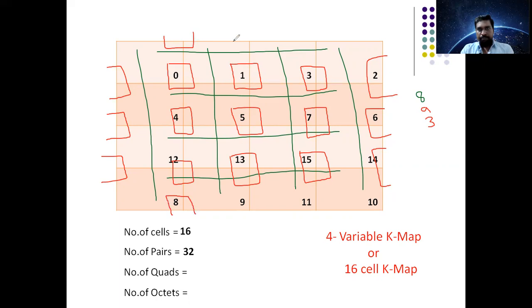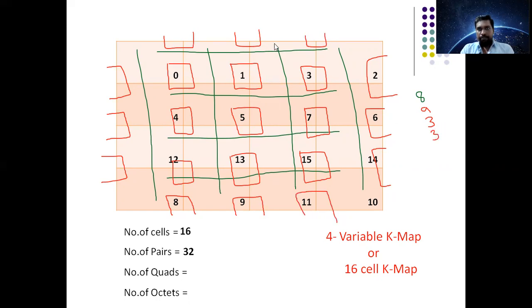Next, these two and these two will be one quad, and these two and these two will be one quad. Again, we will have three extra.